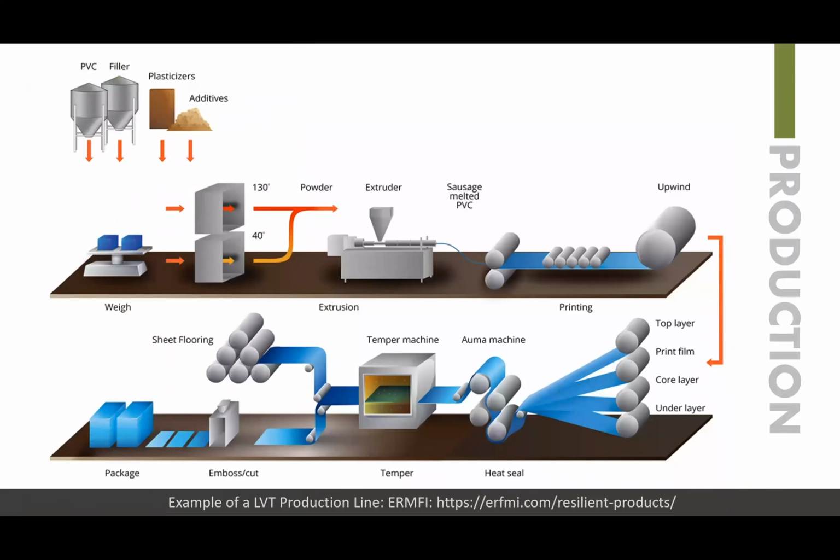This is an example of the production where you can see there are many layers: the top layer, the print film, the core layer, the underlayment, and how it comes together, goes through the heating process, and creates sheet flooring that is then cut into various types of tiles.